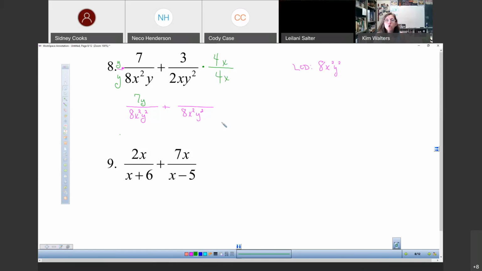Life is great. So if I multiply 2 times 4, I get 8. X times x gives me x squared. And then y squared is just hanging out. And so in my numerator, I get 12x. So my denominator, ooh, that's a funky line. My denominator is 8x squared y squared. And my numerator is 7y plus 12x. And there is not anything else you can do to that problem. It is a beautiful answer.